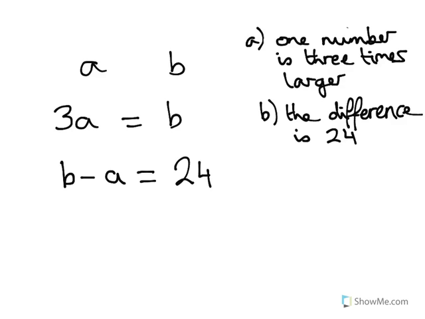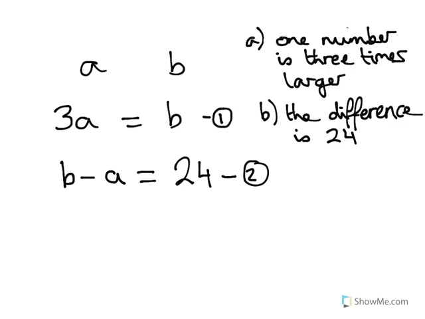So if we call this first expression equation 1, and we call this second expression equation 2, what can we do? Well, in maths we call this 2 equations and 2 unknowns. If you have 2 things that you don't know, but you've got 2 equations to solve them with, it's actually very easy. And you do it by a method called substitution.